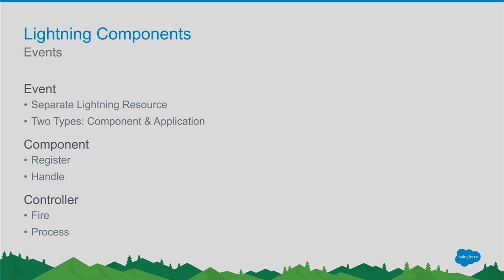Events in Lightning components are a separate Lightning resource. So when you create one, it's separate from a component or an application when you're creating a new resource for a Lightning component. There are two types: a component event and an application event. Component events are ones that you can actually use within the same component.